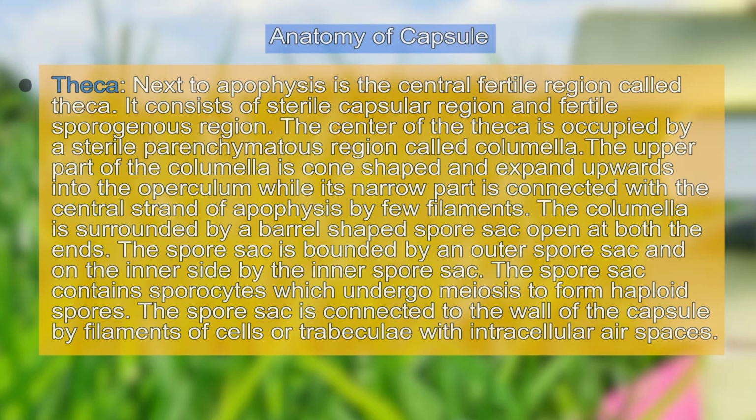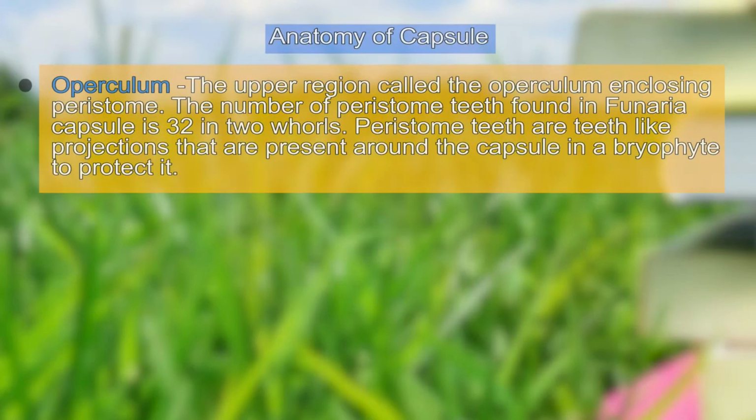The columella is cone-shaped and it extends upwards into the operculum, and in its narrow part is connected with the central part of the apophysis by a few filaments. Whereas the fertile tissue, that is the sporogenous region, lies in the form of a spore sac and is bounded on the outer side by an outer spore sac and on the inner side by an inner spore sac. So, the spore sac contains cells which undergo meiosis and produce the mature spore.